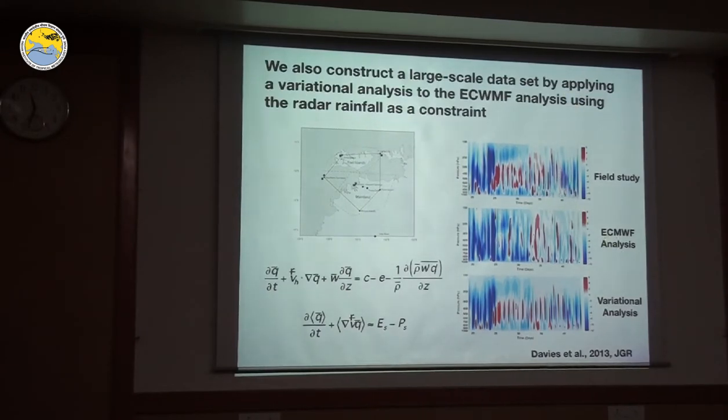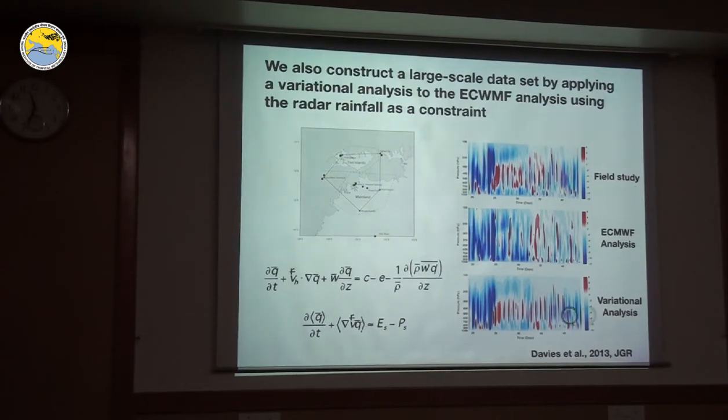So what we do is we perform an additional variational analysis, where we take grid points from ECMWF and pretend that they are radiosondes. Then we mix them with other observations that we have, in particular the radar observations of rainfall. We stick all that into the variational analysis, and the result is this at the bottom here. While it's not perfect, this is much closer to the field study than this.